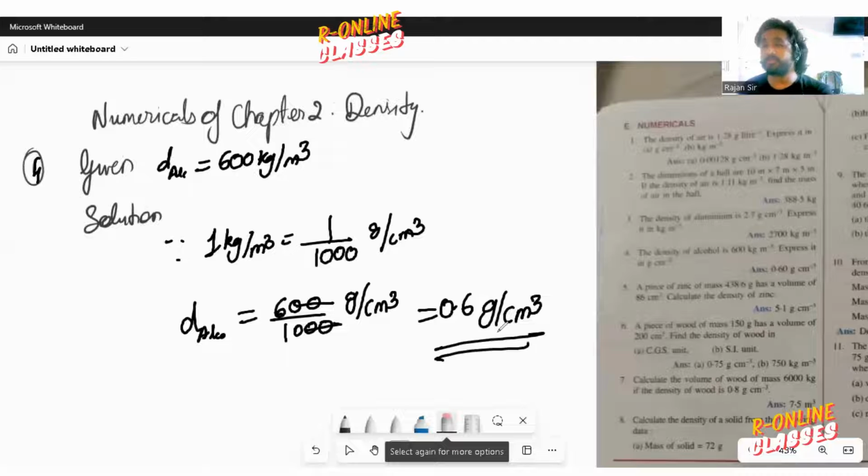Sometimes they will ask you whether this will float above water, so you can write yes because the density of water is 1 and this is less than 1, so it will float. I hope you got it. Let's go to the next one.